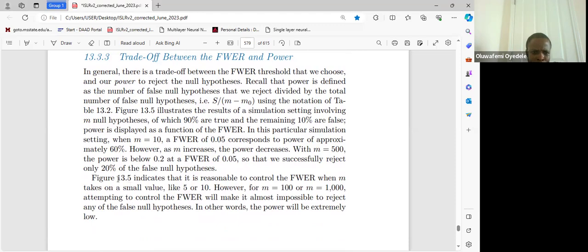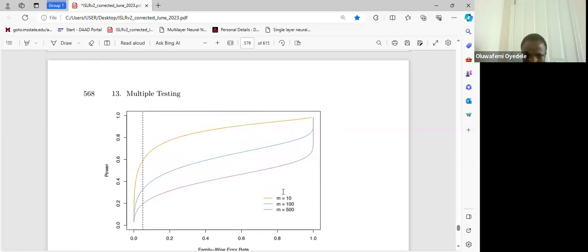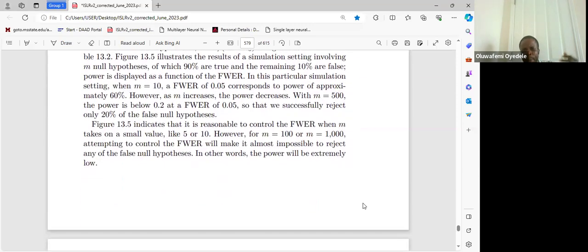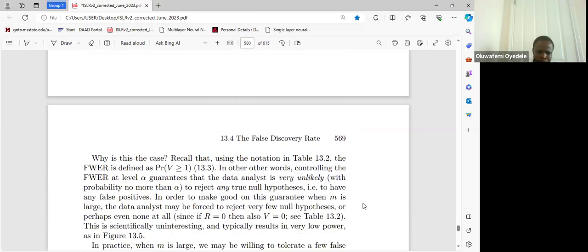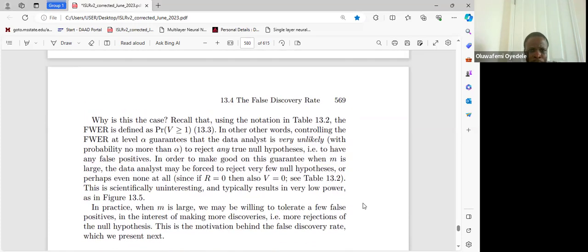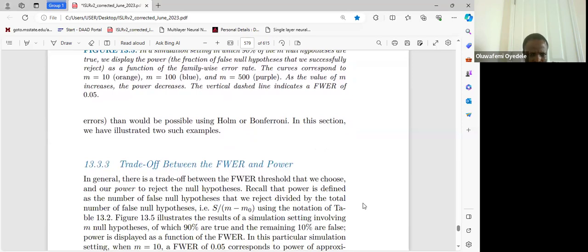Here we can see in figure 13.5 that it is reasonable to control the family-wise error rate when m takes on a small value. As m takes on a small value, just as we have here, it is very easy to control the power. But as the value of m keeps increasing, it is very difficult for us to control the power. It's unlikely that we will be able to control the power in that experiment, because as the value of m increases, the power keeps going off.